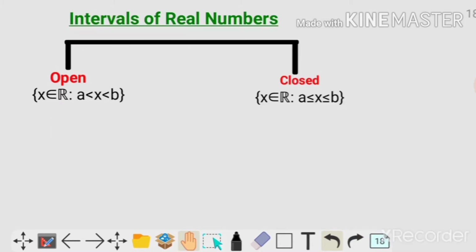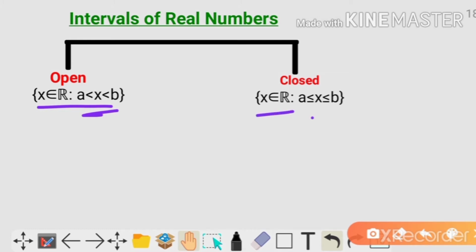Okay. Now we'll talk about the intervals of real numbers. There are two types of intervals. One is open interval, two is closed interval. So open interval says it includes x belongs to R, where R means the real number set, a less than x less than b. And closed interval says x belongs to R, where a less than or equal to x less than or equal to b.